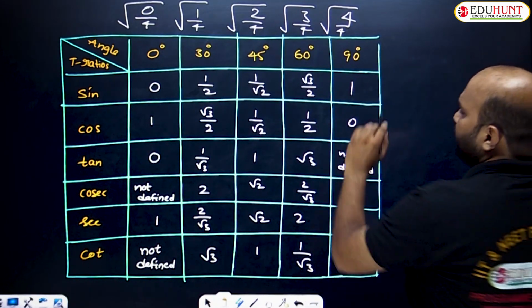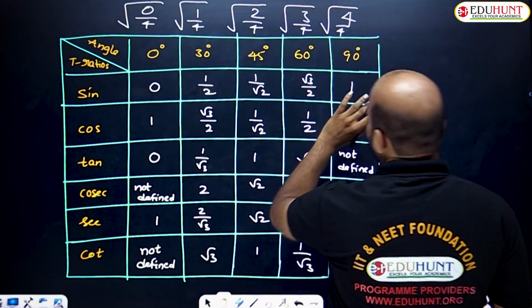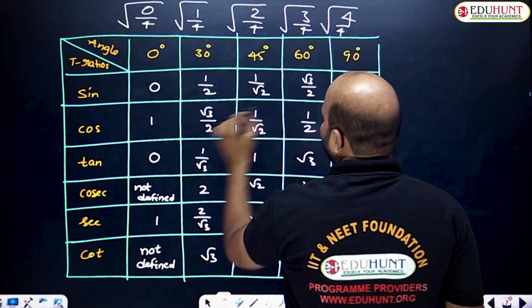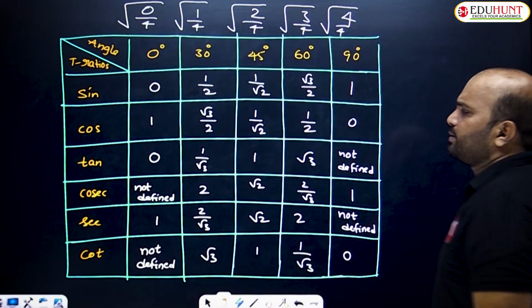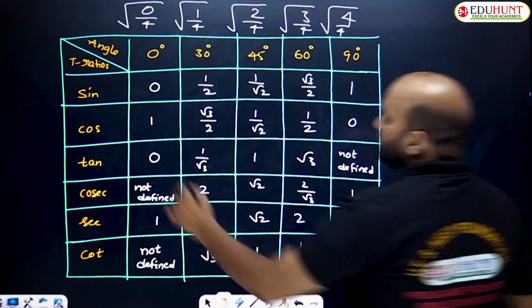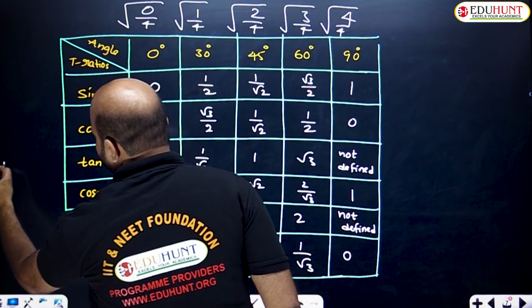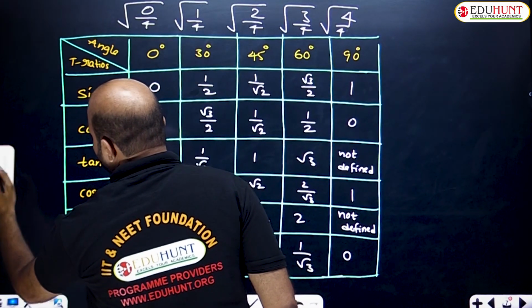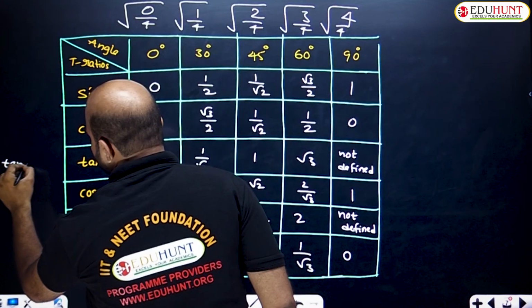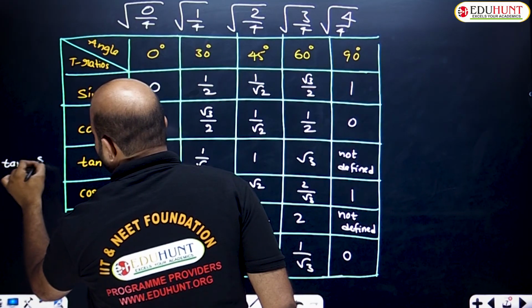Am I clear? If it is written in reverse order, we will get cos theta: 1, root 3 by 2, 1 by root 2, 1 by 2, 0. What is tan theta? Tan theta equals sine by cos. Tan theta equals sin theta by cos theta.